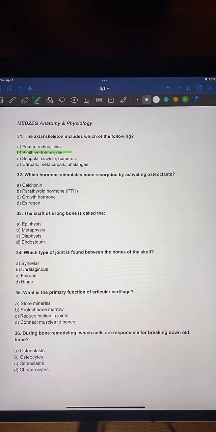I wouldn't necessarily say axial is just the top half, but I would say it's kind of just anything but the limbs. So it's like your skull, your back, like your spine, and then your ribs.